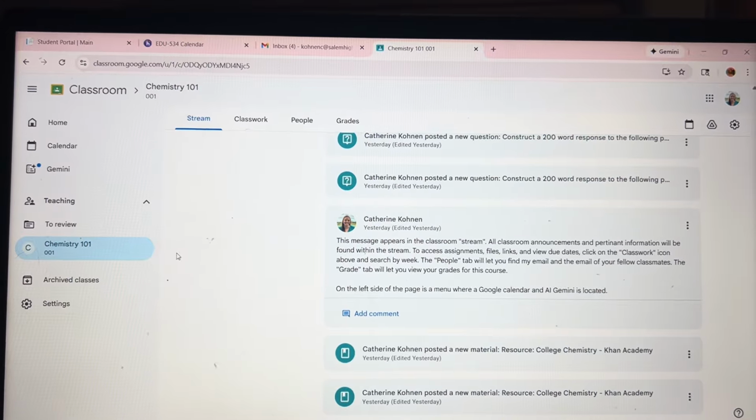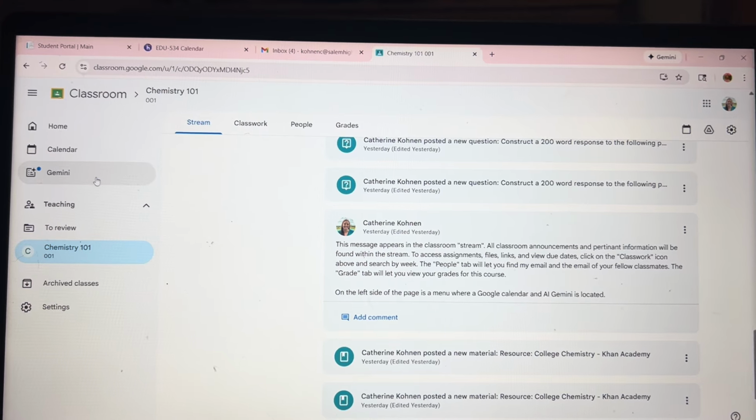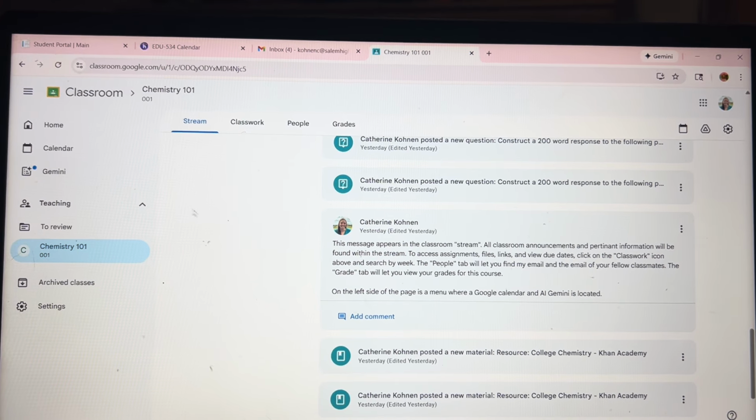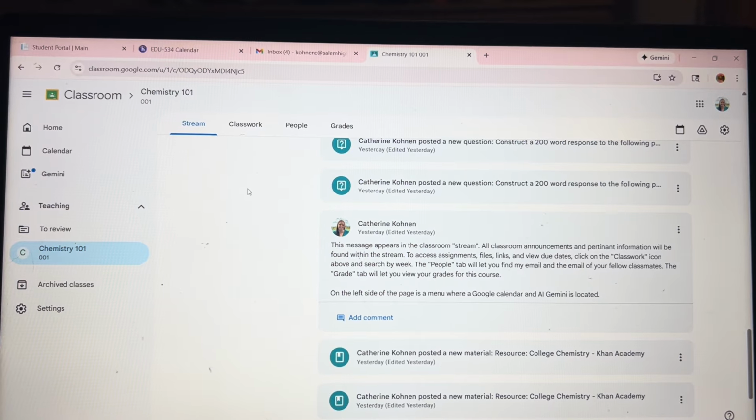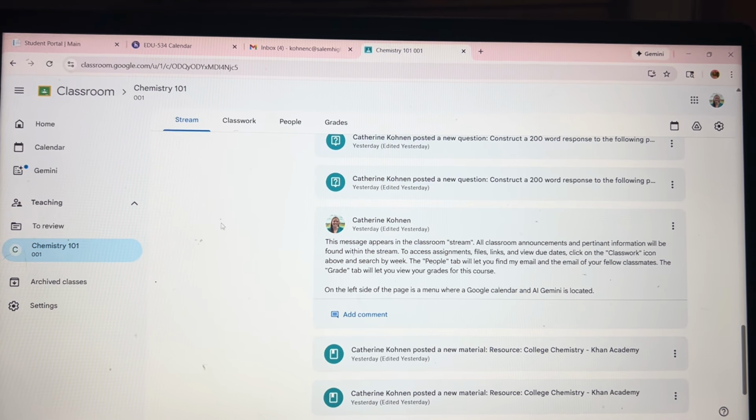It just describes a little bit about some of the different tools on the left side, how there is some AI, Gemini, on this particular Google Classroom that is new. Also access to a Google Calendar.